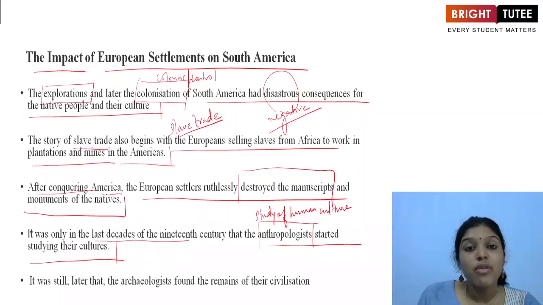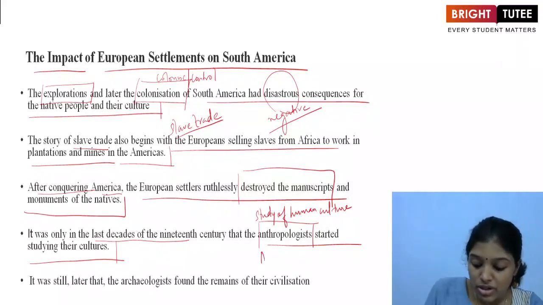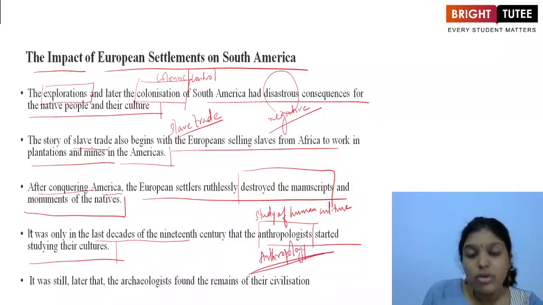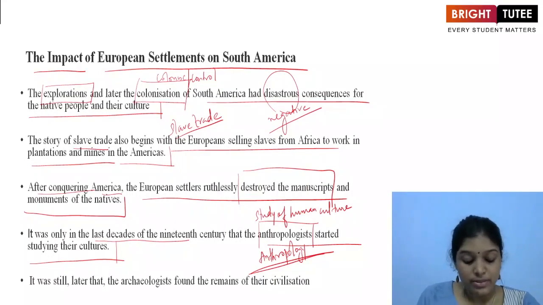How people live, what their traditions are, what their beliefs, practices are, like marriage ceremonies, death ceremony. All of these things are closely studied to understand the values and beliefs of a set of people. So this study of human culture is what is called anthropology, and the scholar who does it is called the anthropologist. And it is only by the 19th century that the anthropologists take interest in learning about these cultures which was there in America when the European colonizers had come to America.